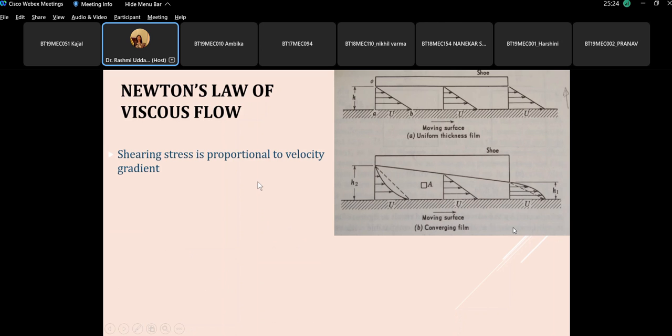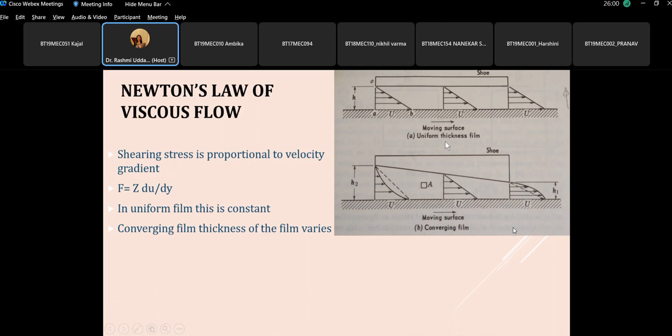Now, as per Newton's law, you know that the shear stress is proportional to the velocity gradient. If the velocity u is varying with its height y, here the velocity is 0, here the velocity is maximum, then the shear stress is proportional to the velocity gradient, del u by del y. And the constant of proportionality is the absolute viscosity of the oil, that is Z. So this du by dy remains constant in case of a uniform film thickness.